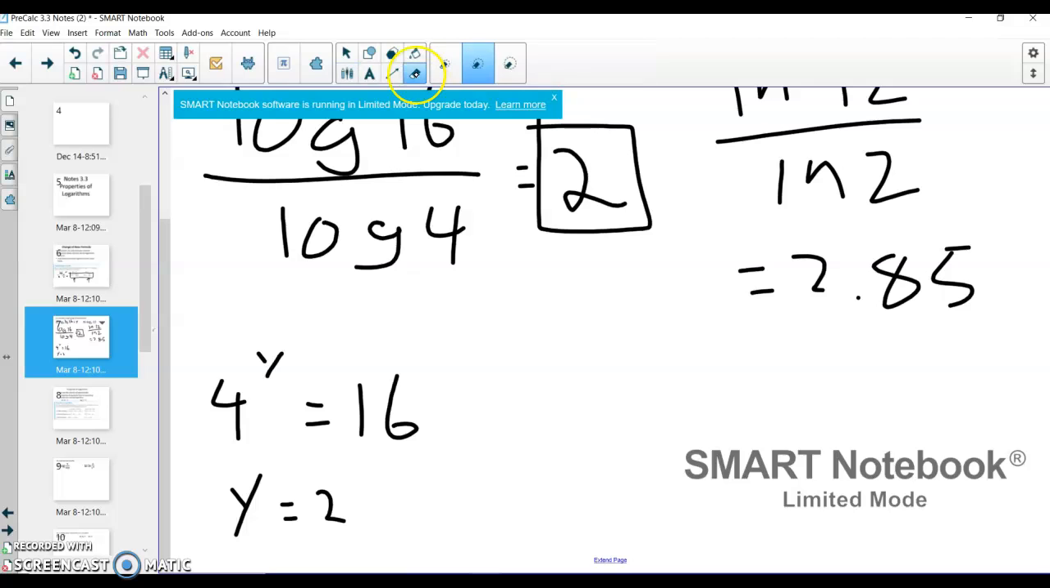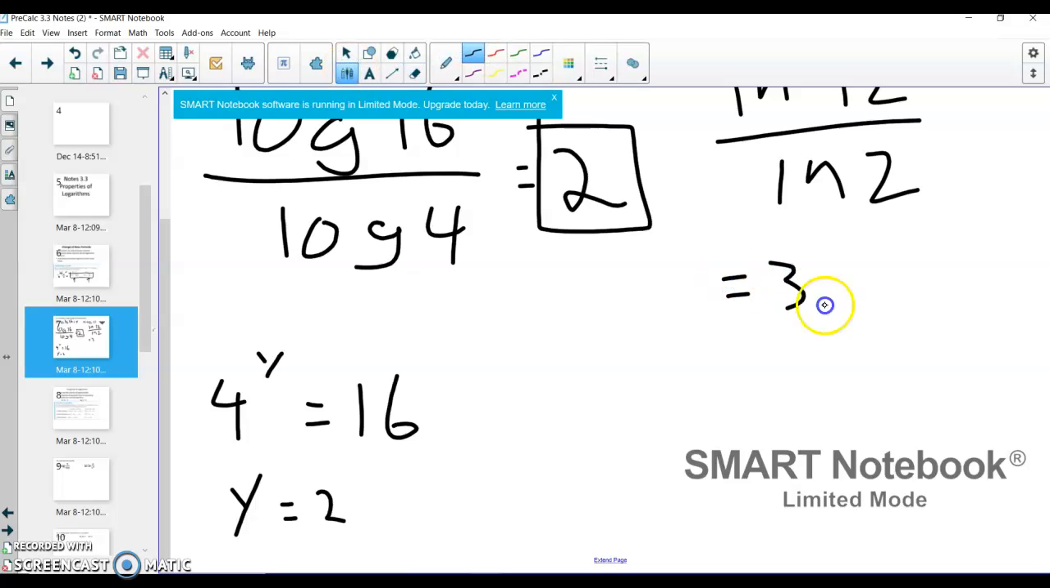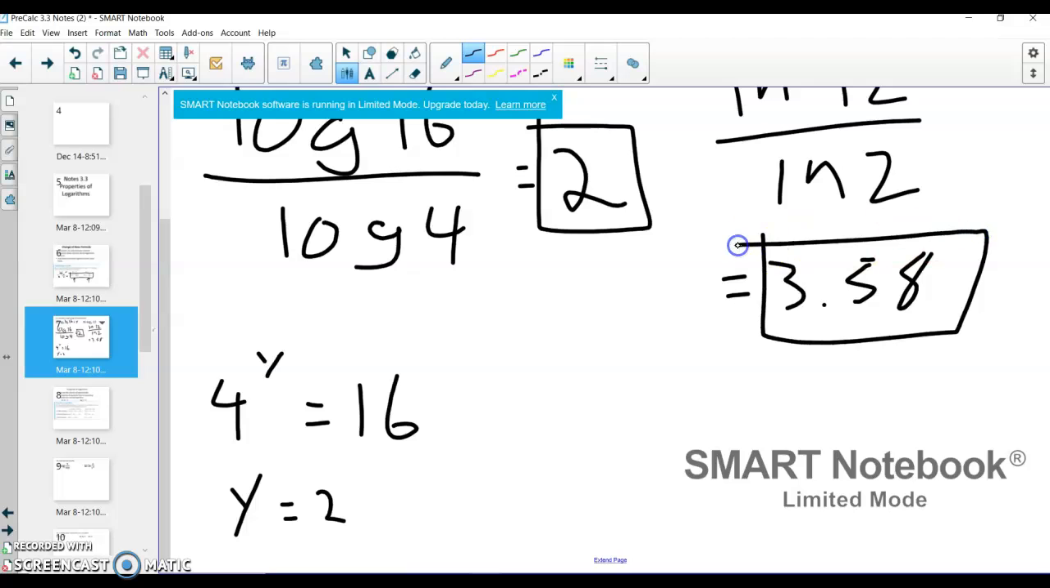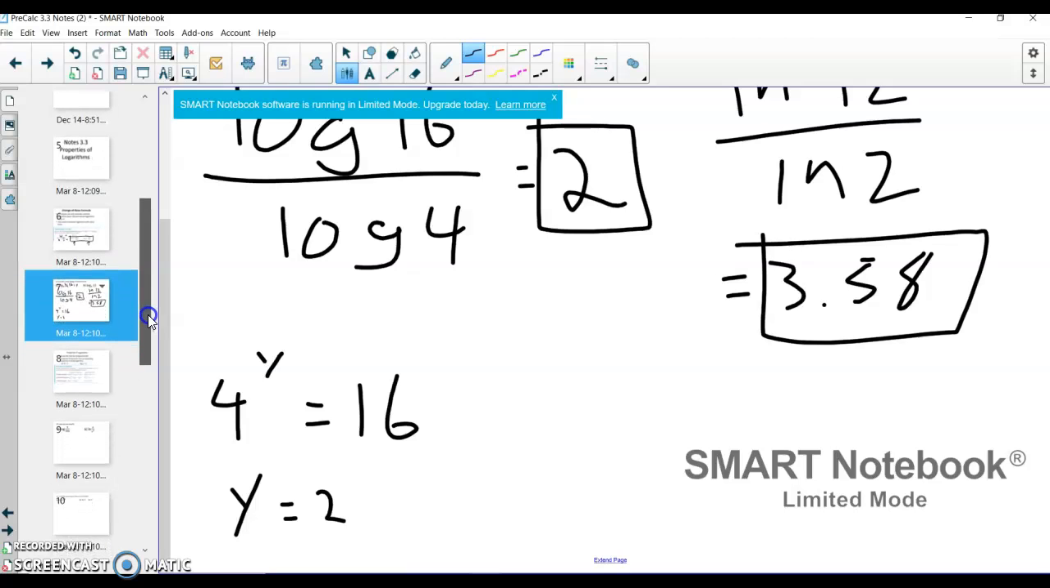Oops, sorry, I must have put it into my calculator wrong. I think I had it set up wrong. So this is actually 3.58. That is the answer. I just plugged into my calculator wrong. It just goes to show that using parentheses is important. So ln of 12, and the 12 was in parentheses, divided by the ln of 2, and the 2 was in parentheses.